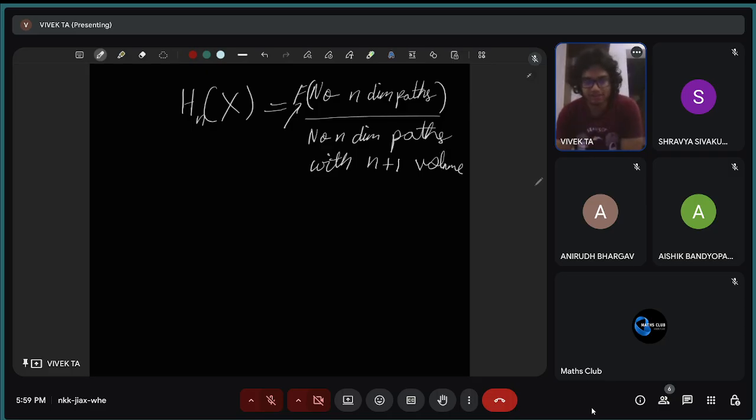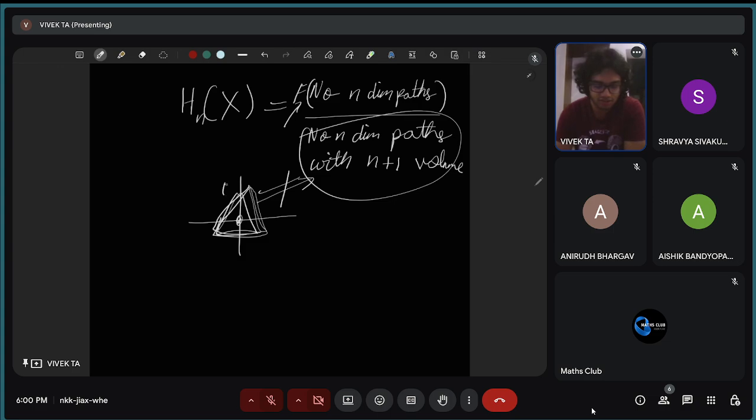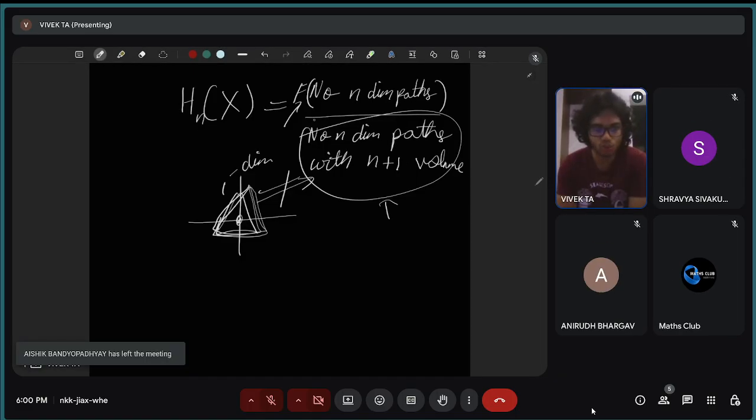So essentially, it's thinking of, let's take a triangle in R2. If you remove this point, this path, this triangle will not belong to this, because this is a one-dimensional path, but it covers no volume because the point is removed. So it can't cover a two-dimensional volume. So this path does not belong to this. But this path as a whole actually does belong to this number of n-dimensional paths.